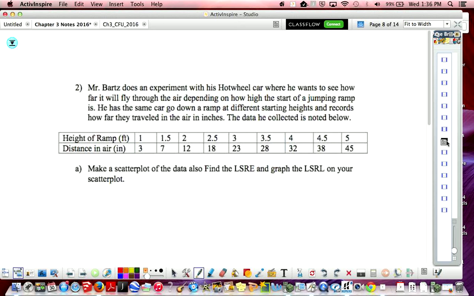Alright, let's take a look at our next page and our next example. You will definitely want to have your calculators out, because we're going to use our calculators quite a bit for this problem. So make sure you take those out.